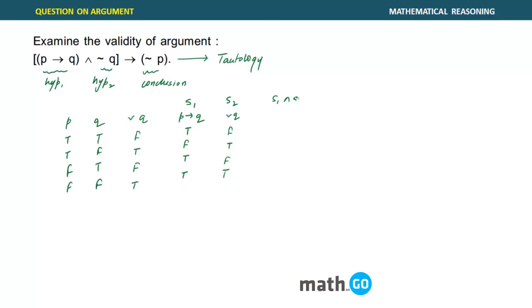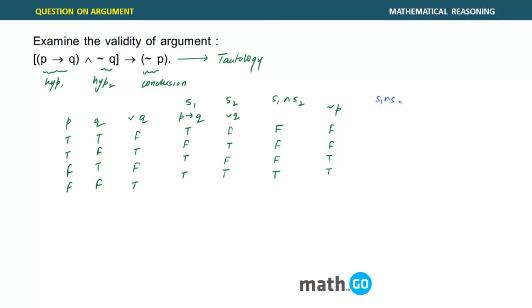You want the intersection of S1 and S2. So S1 intersection S2 would be what? These two rows will be intersected, or ANDed. AND is true only when both of them are true. False, false, and the last one is true. Now you want the implication of this with negation P. Let me just write negation P here. So it will be false, false, true, true.